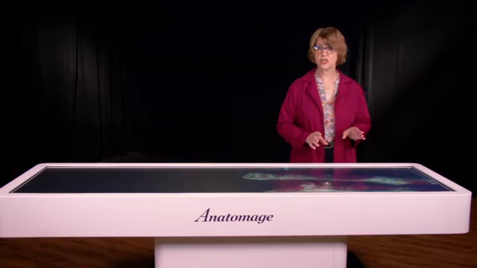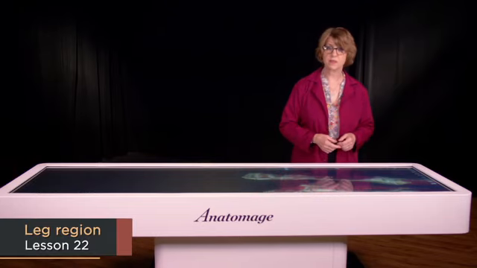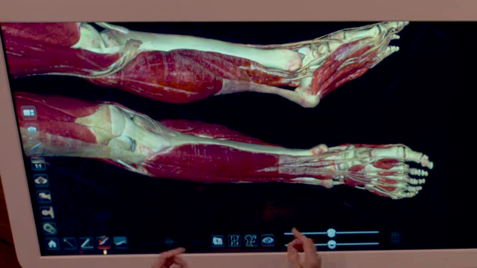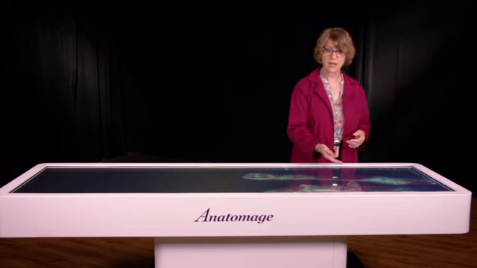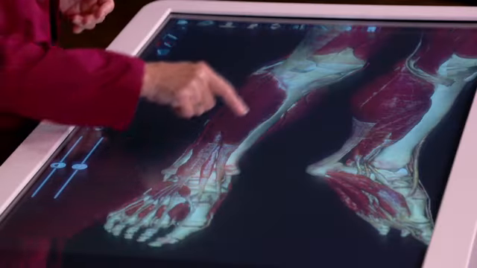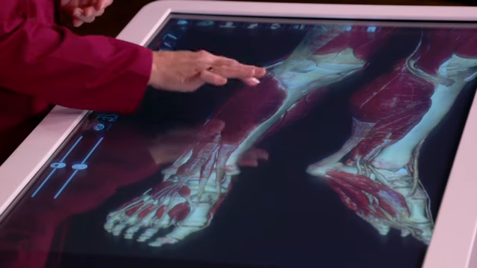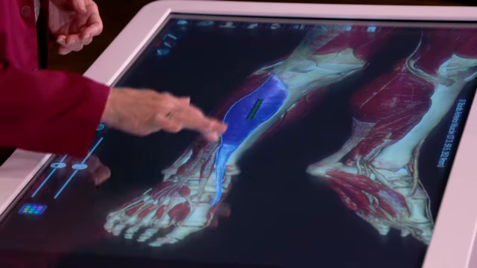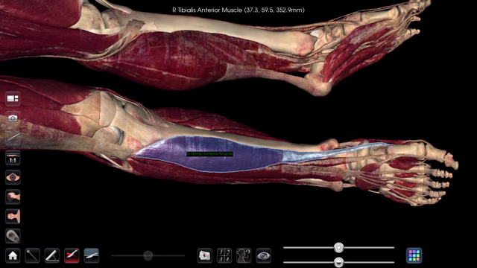Now let's transition below the knee to cover the three compartments of the leg. And remember, the leg is specific to the region between the knee and ankle. The three compartments are anterior, lateral, and posterior. We can identify the tibia, and just lateral to it is the tibialis anterior muscle. We can see it passing medially at the ankle.